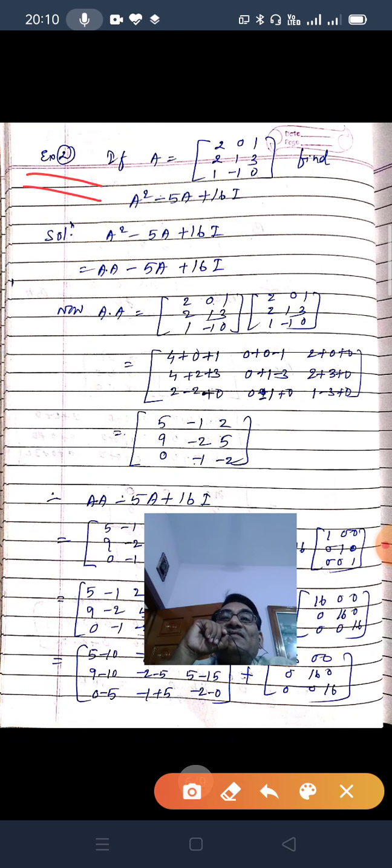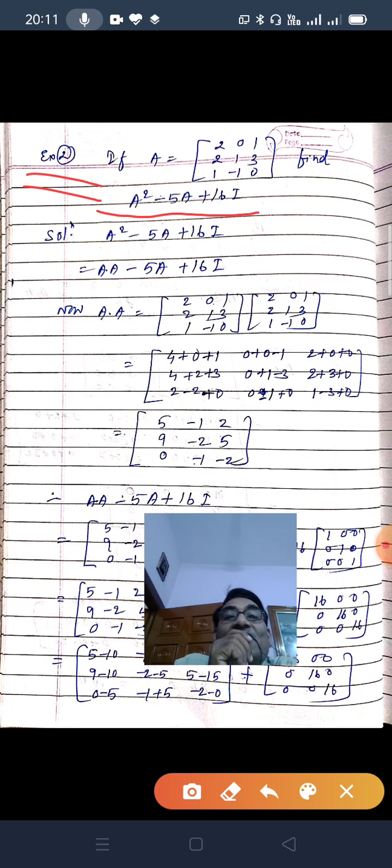One more example. Example 2. If A is equivalent to a 3 cross 3 matrix, that is 2 0 1, 2 1 3 and 1 minus 1 0, find A square minus 5A plus 16I. Now your question is this. You have to find this matrix value. Solution. Here it is given A square minus 5A plus 16I.